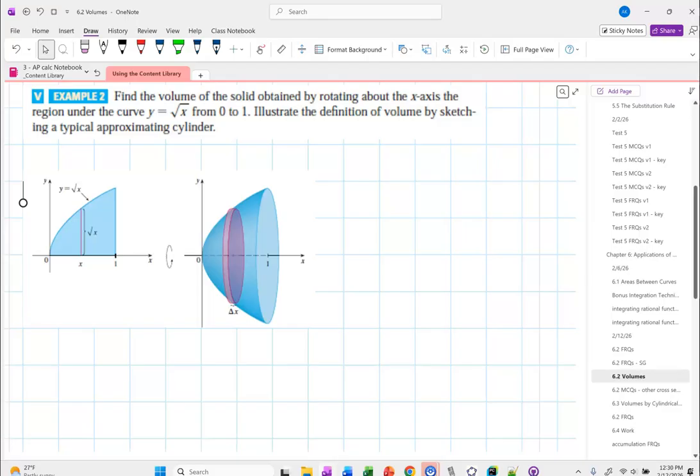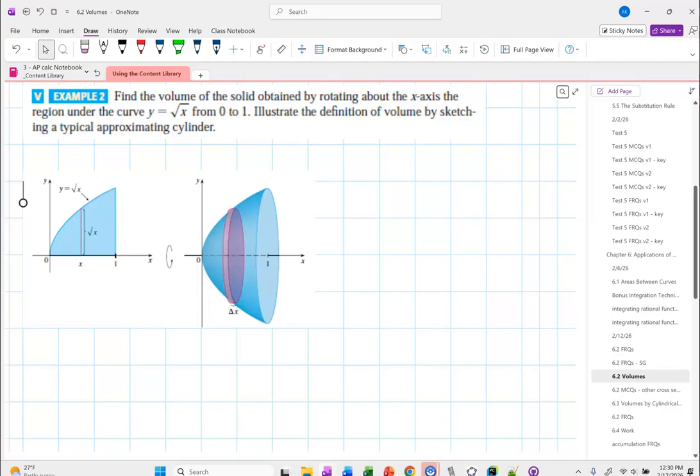So this example says, find the volume of the solid obtained by rotating about the x-axis the region under the curve y equals the square root of x from 0 to 1. Okay, so this is the graph of y equals the square root of x. And we're talking about the area under the curve from 0 to 1, so it's the blue shaded region here. Is everybody okay with that?